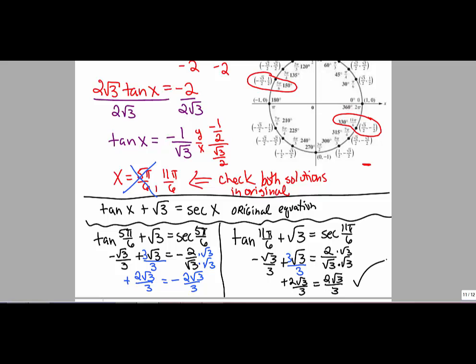So this works out. They're both positive values. They turn out to be exactly the same on both sides of our equation. So we're going to keep 11 pi over 6 as our only true solution for this equation. So be careful, if you square both sides of an equation, make sure that you check your answers in the original to make sure that both sides actually do balance out using that specific angle.